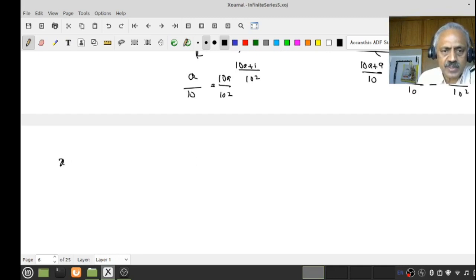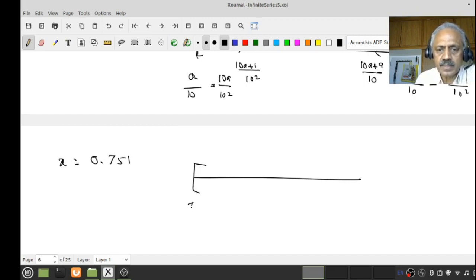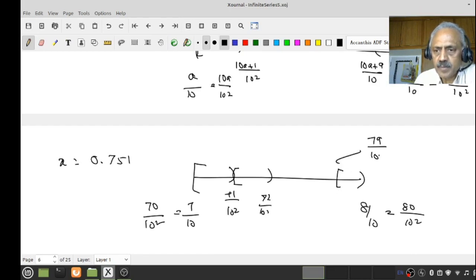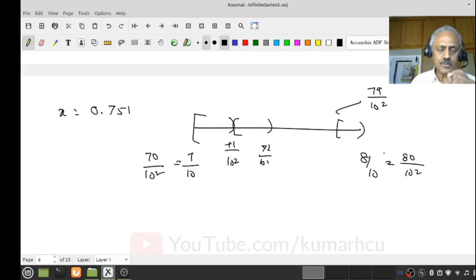Just let us look at a very concrete example, right? Let me look at my x equal to 0.75. So I knew it, right? Then I divide this. Then what do I do? This I write as 70 by 10 squared, and this 80 by 10 squared. Then what will I have? This will be 71 by 10 squared and 72 by 10 squared and so on. And this will be 79 by 10 squared. Are you following?